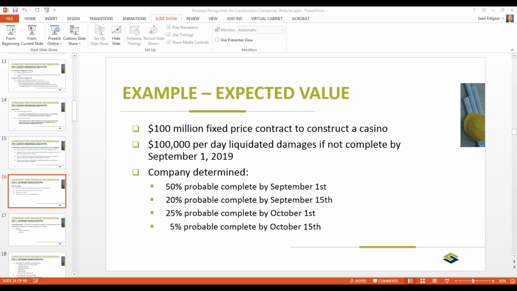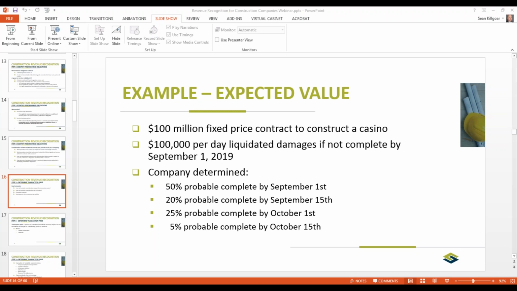The other one that I mentioned when looking at variable consideration is the expected value, and this is when I think liquidated damages give a good indication of this. So in this example, you have a $100 million fixed price contract to build the casino. There's $100,000 per day liquidated damages if you don't complete it by September 1st, 2019. So it's really difficult to determine what the job conditions are going to be and what these liquidated damages are going to be at the inception of the contract. But you do have to do some sort of analysis.